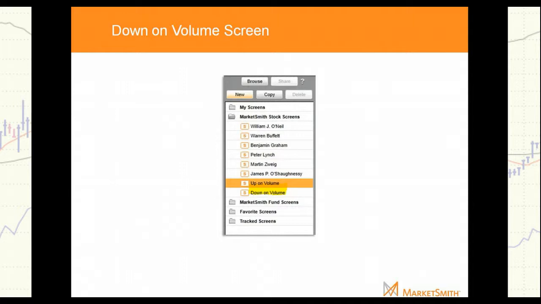Now, I don't always run the down on volume, but I definitely run the up on volume all the time. Okay, I try to run it 2 to 3 times a day, just to get more stocks on your radar. So if you haven't done that yet, definitely incorporate that into your screen. If you're on your phone or your iPad or whatever, you can run it there too.